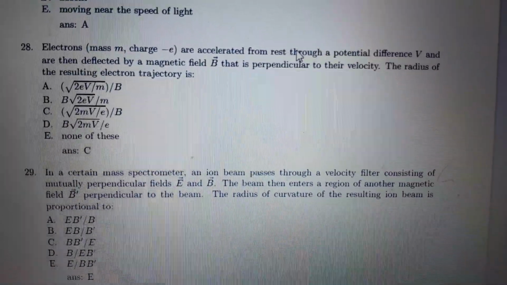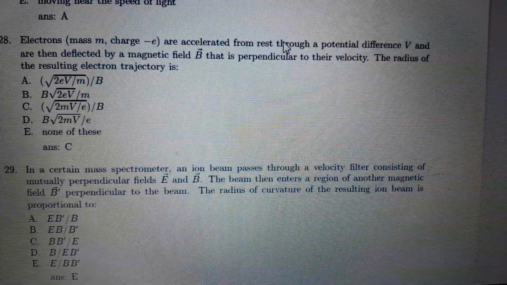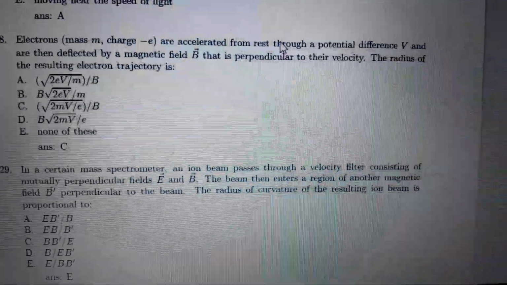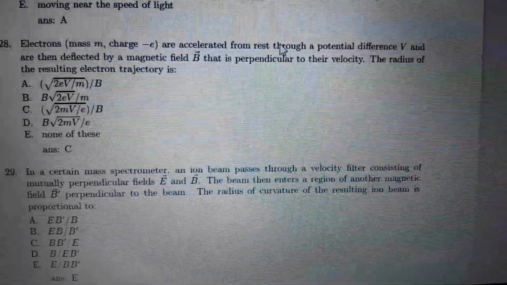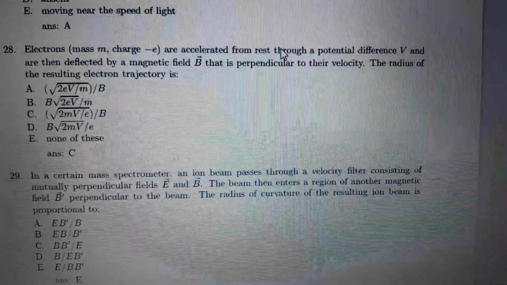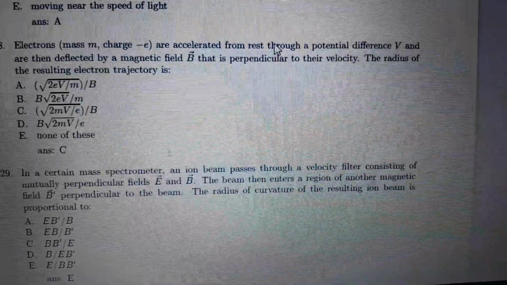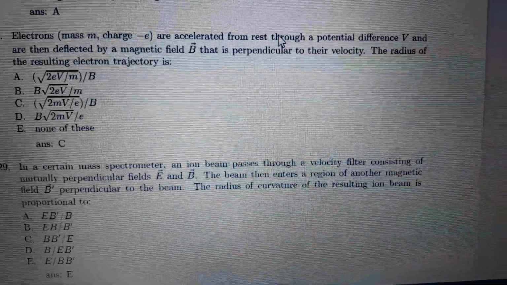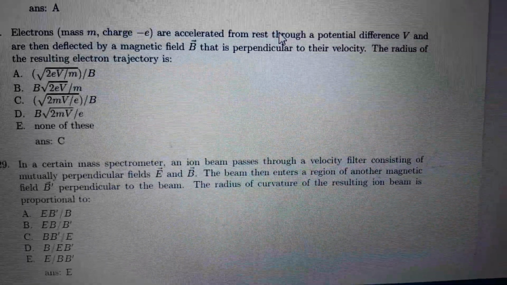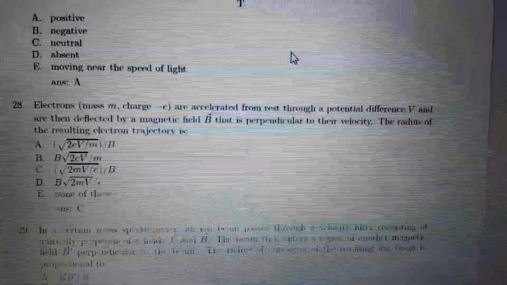Electrons with mass m and charge negative e are accelerated from rest through a potential difference V and are then deflected by a magnetic field B that is perpendicular to their velocity. The radius of the resulting electron trajectory is the square root of 2mV divided by e, and then you divide the whole thing by B.